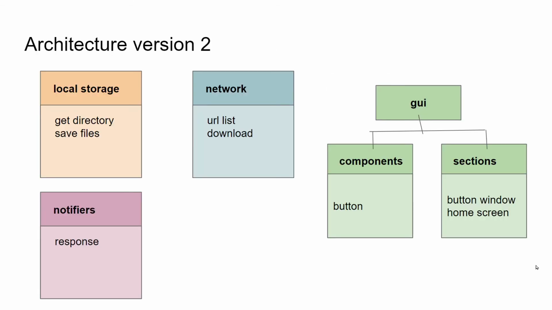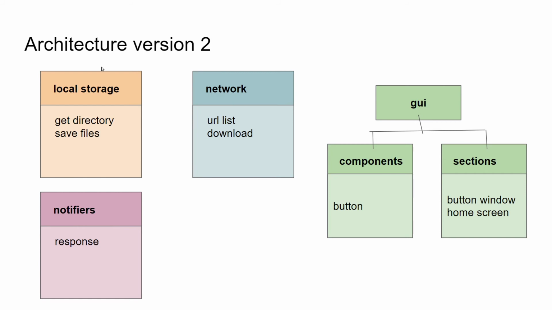This is your future learning roadmap. We focus on some of the GUI components. The primary thing that we focused on was the home screen. We also have a few different sections for the response window. We're going to create a button and then work on the other components of our application, which includes the network in order to download the images from the network.